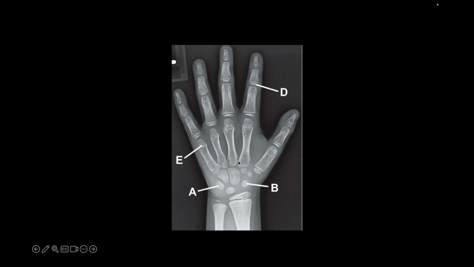Interestingly, the growth plates of digits 2 to 4 are distal within the metacarpal, but actually of the thumb, it's proximal here. I don't think they can trick you in the exam, but it's interesting to know.